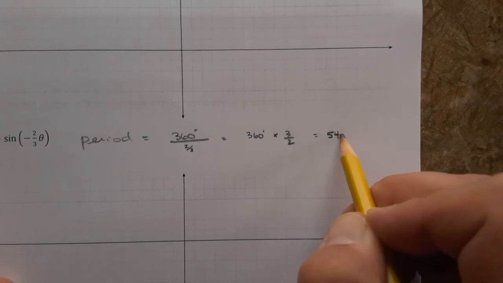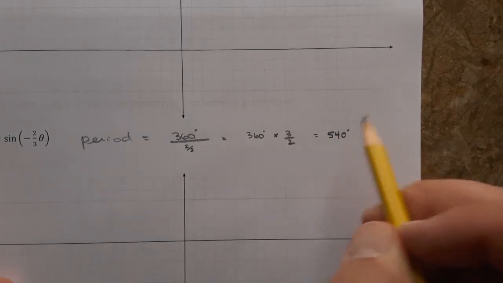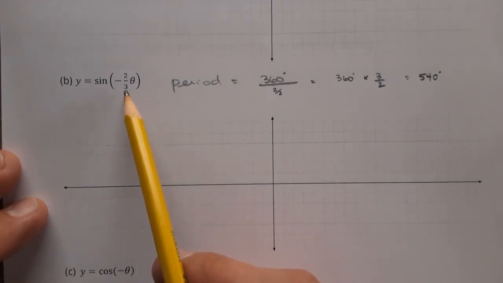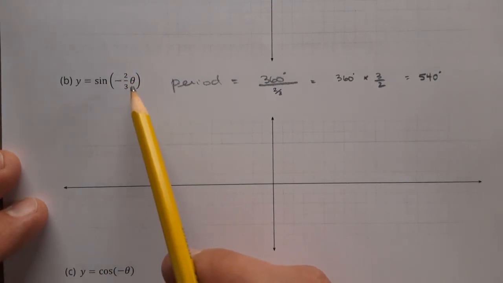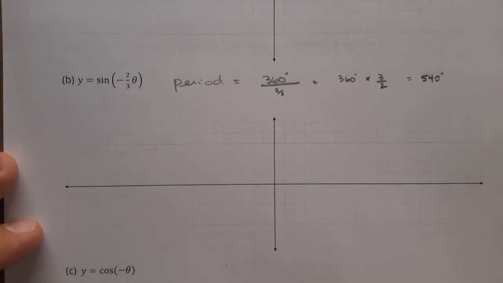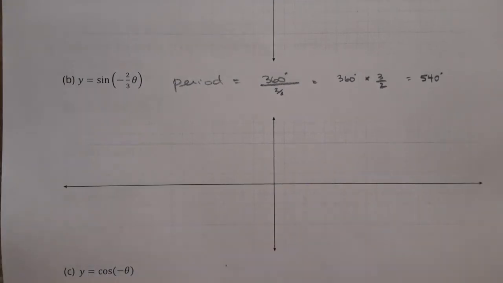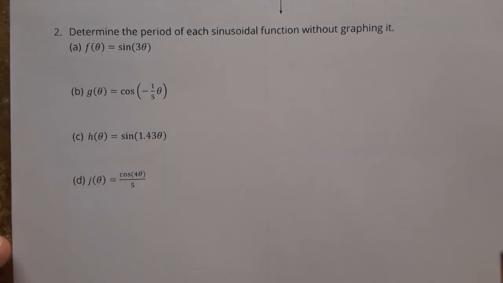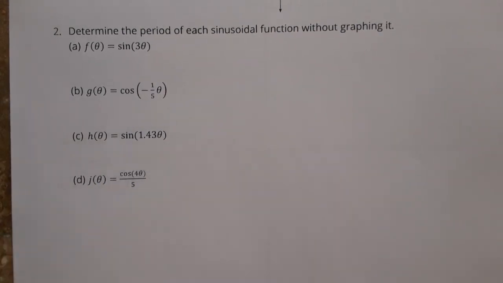So that is how long it takes to complete one cycle of this new function. Another way to think about this is that only 2/3 of a cycle will get completed over the course of 360 degrees. And I'll let you graph that as well. And then these four, to find the period of each sinusoidal function without graphing it, just by reading the equation that you see here. Be especially careful on this last one. I'm being tricky on purpose.